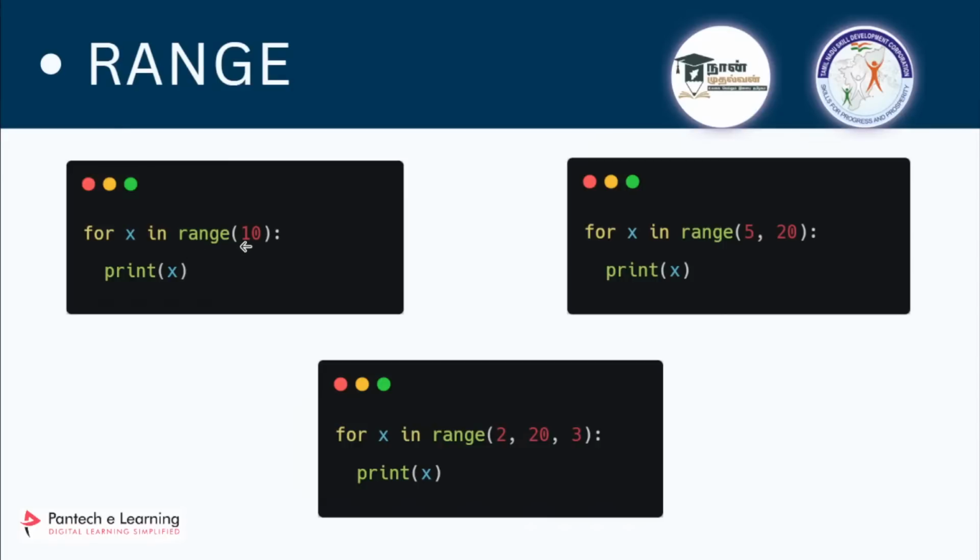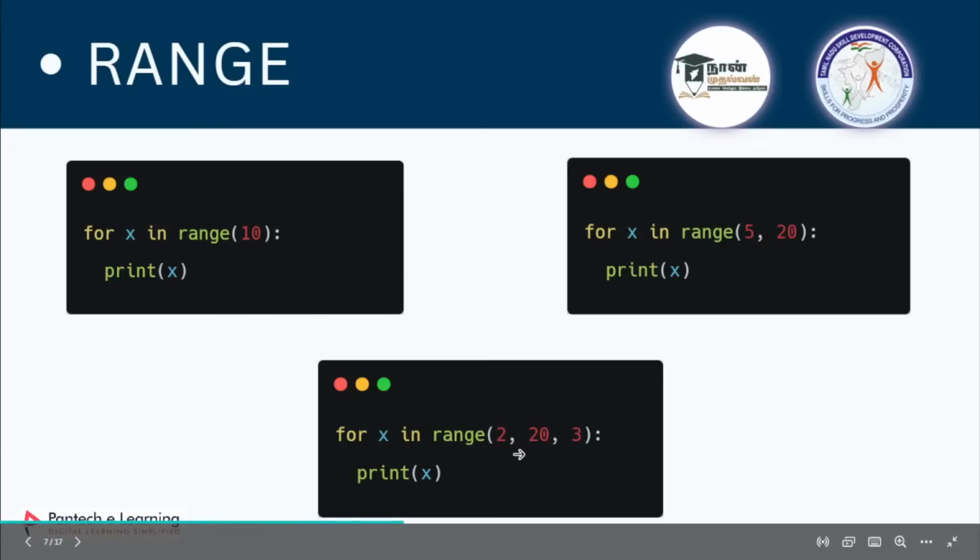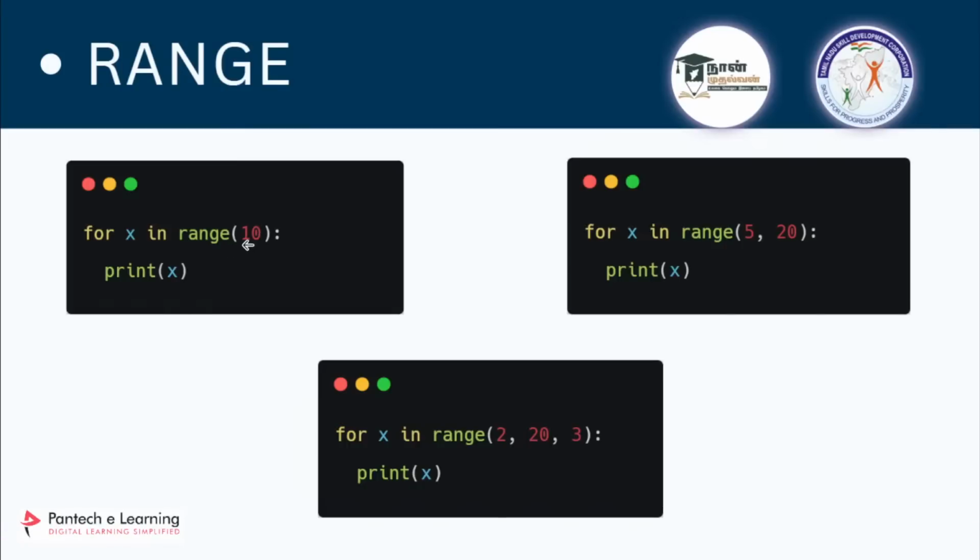Range is something where you can give three things. By default you should mention only one value, but you can give three values. I'll explain one by one. If I enter 10 here, it will start from 0 and print till 9.